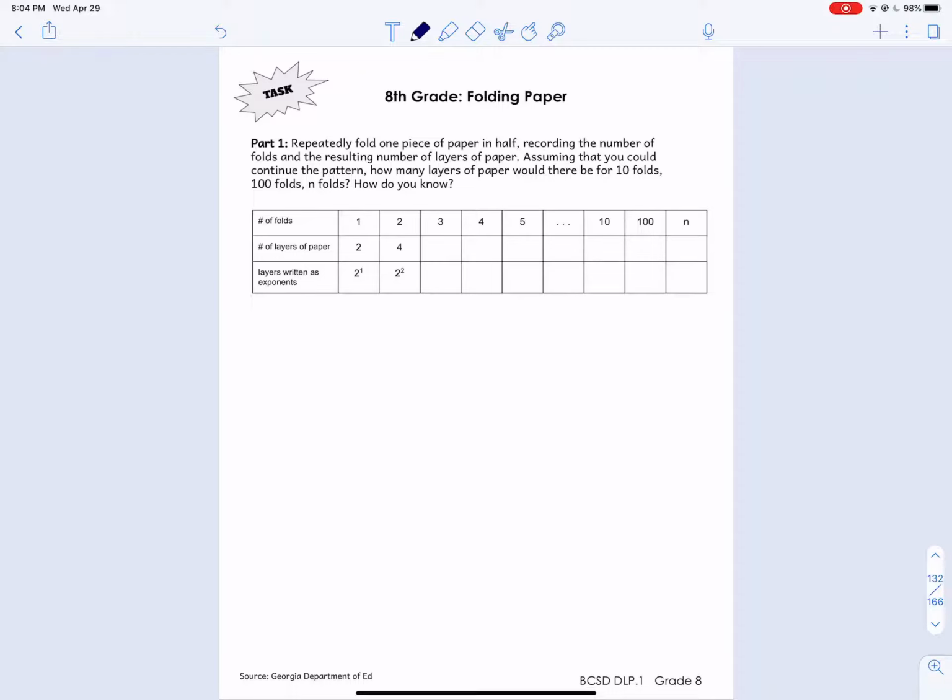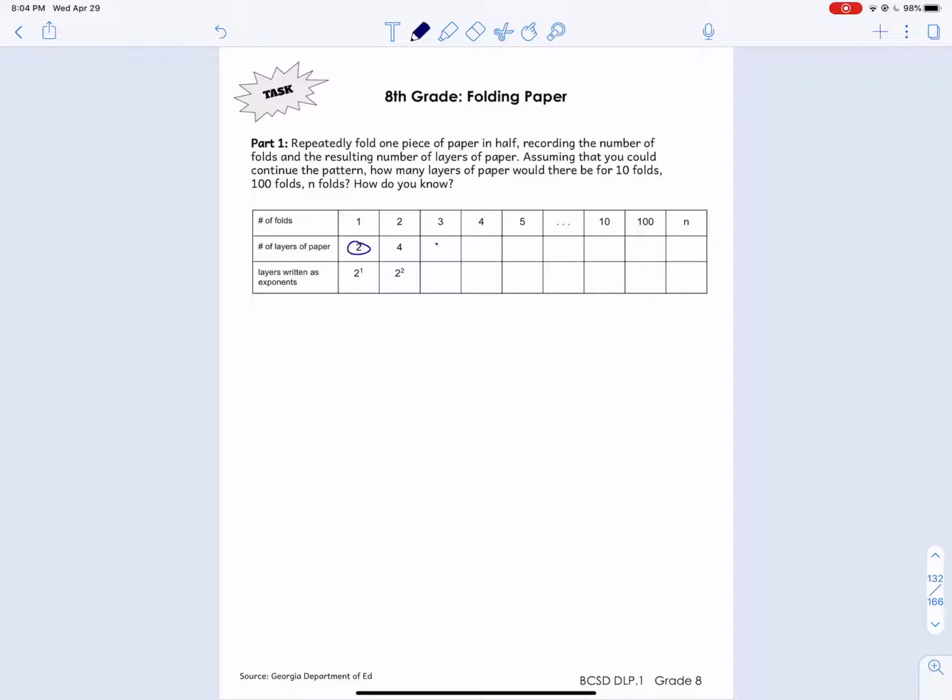So imagine we have a piece of paper. We fold it in half. Okay, so there's 2 layers of paper. And that's shown here. And we fold it again in half, and that's going to give us 4 layers of paper. And then we fold it again in half. And then how many is that?